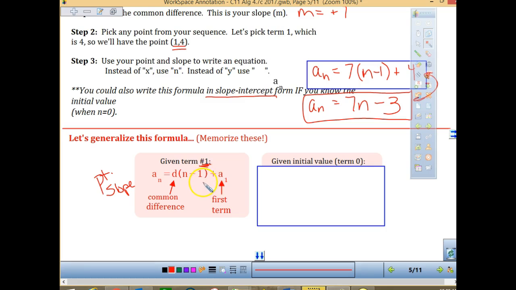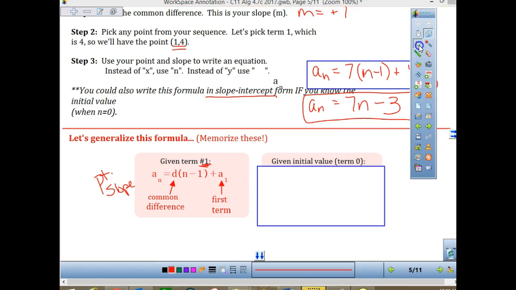We do not want to have this with term 2 or term 3 or term 4 because we always want to have n minus 1 when we do this because we want to have this being our first term. Okay? So if you have the 7th term, you do need to find what your first term is. Okay? So the common difference, and parenthesis n minus 1 plus our first term.